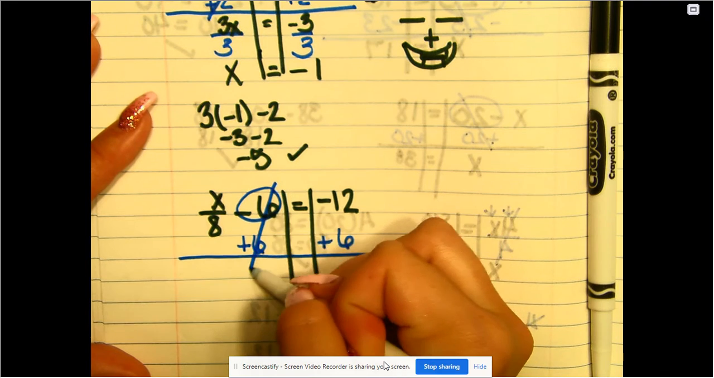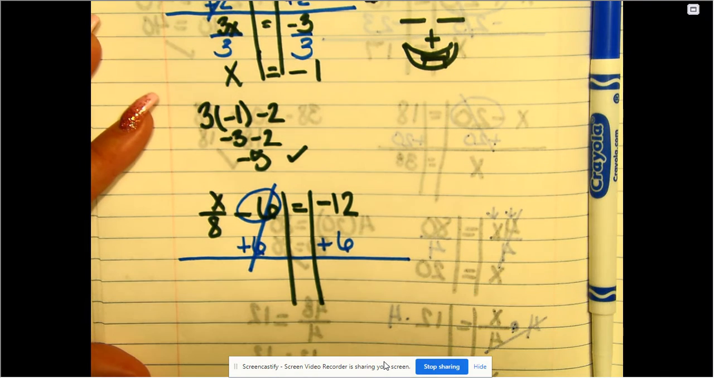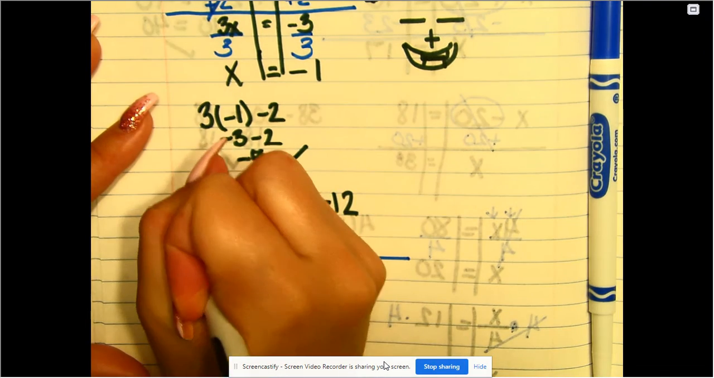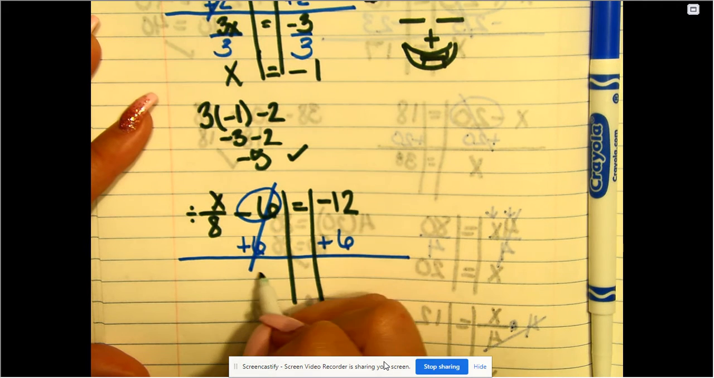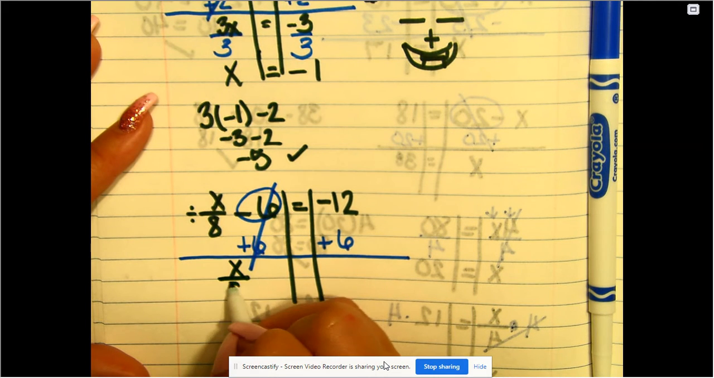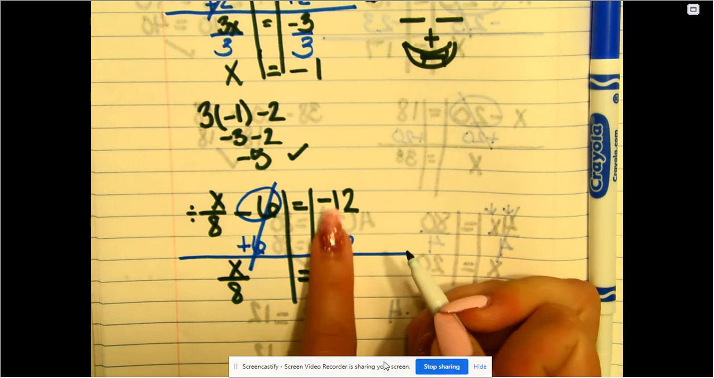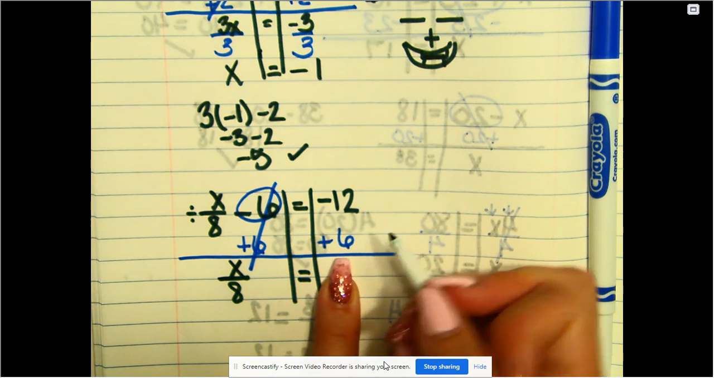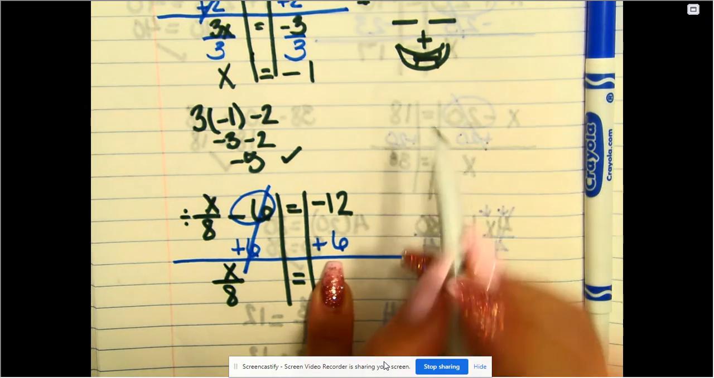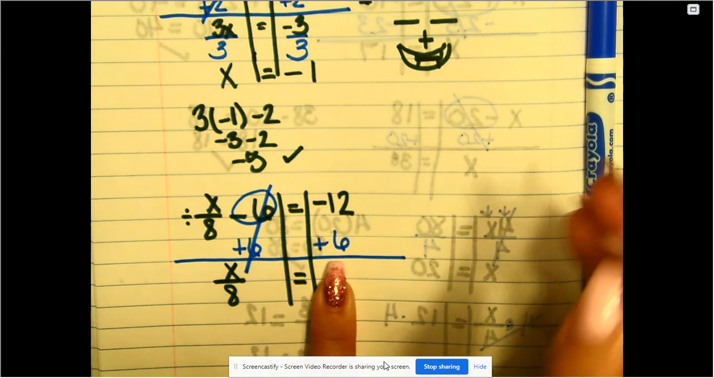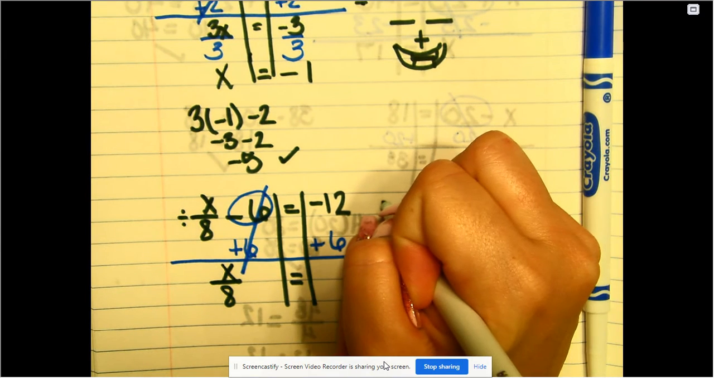Negative 6 and a positive 6 will cancel, creating a 0 pair. And again, this fraction bar represents division. So we are left with x divided by 8 is equal to, oh no, we have negatives and a positive. Integer man doesn't work here. It only works for multiplication and division. So I'm going to list out 12 negative signs.